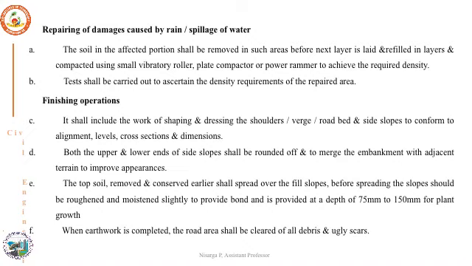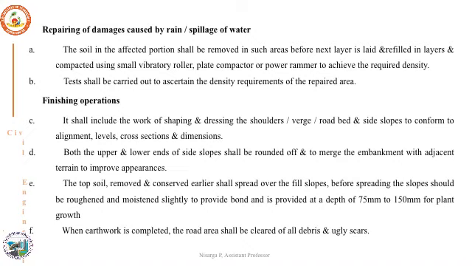After the compaction is done, the subgrade has to be left for 2-3 monsoons so that any consolidation that will occur takes place. In the next stage, the damage caused by rain or spillage of water has to be repaired. The soil in the affected portion has to be removed before the next layer is laid and refilled in layers compacted using a small vibratory roller, plate compactor or power rammer to achieve the required density.